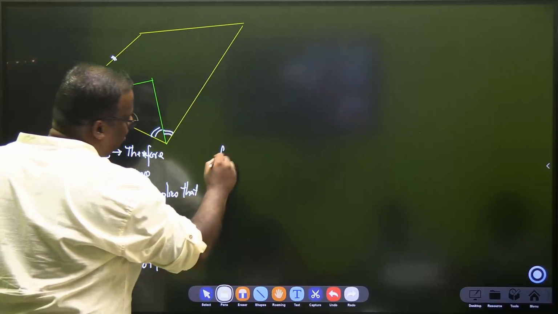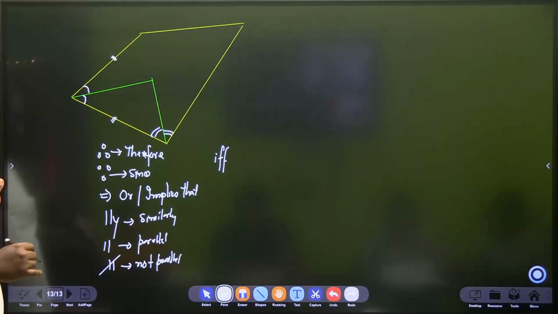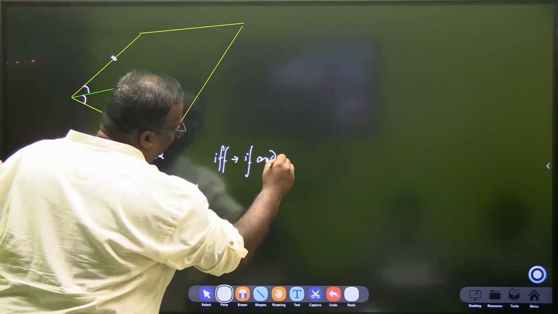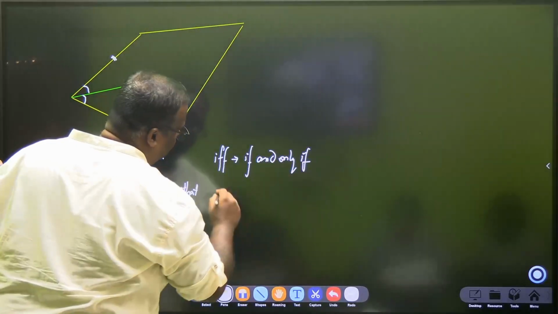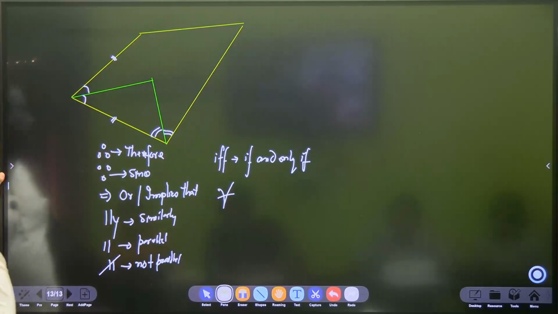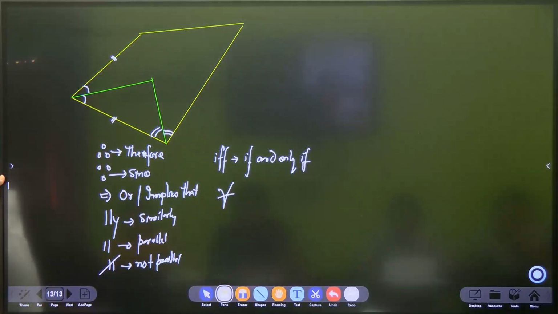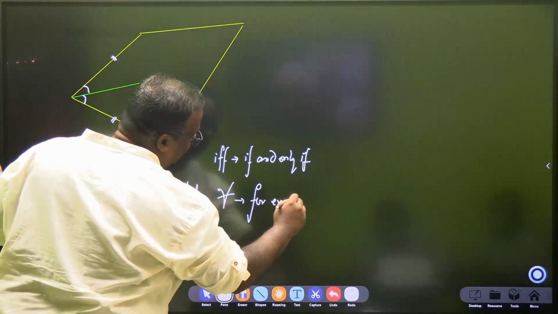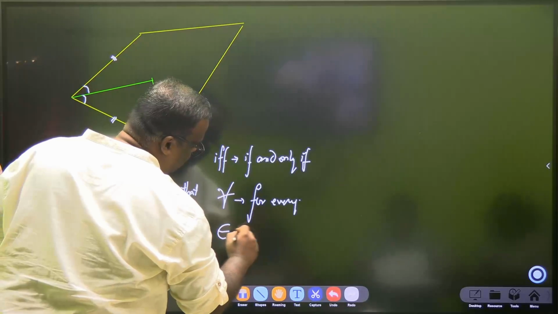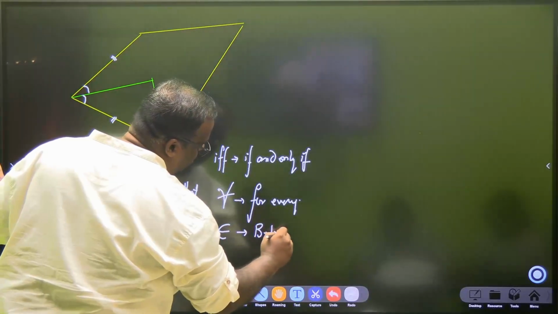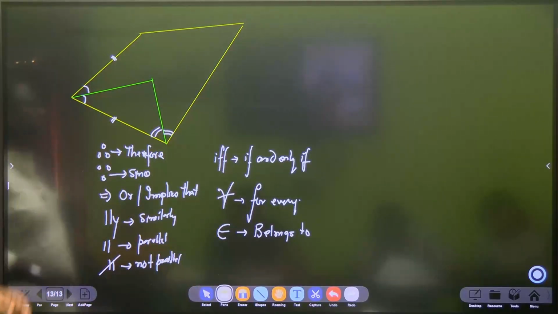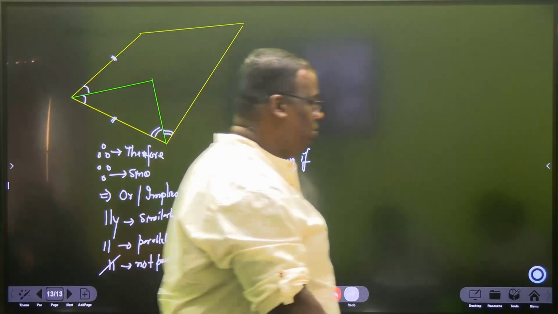This stands for if and only if. This stands for, I taught you all last year, you forgot, for every. This stands for belongs to. You should know this. Suddenly any book will use it and you will be pondering and scratching your head. What is this all about?